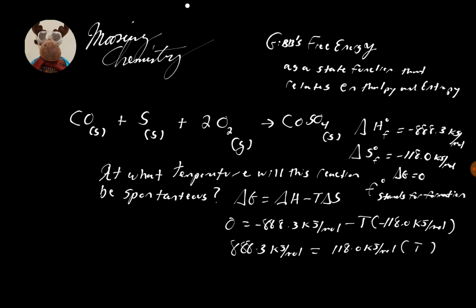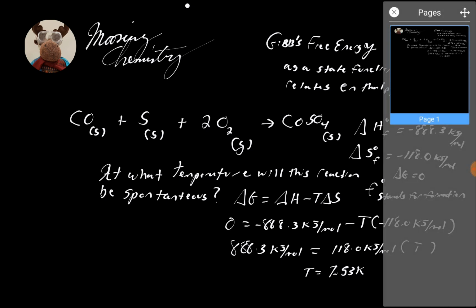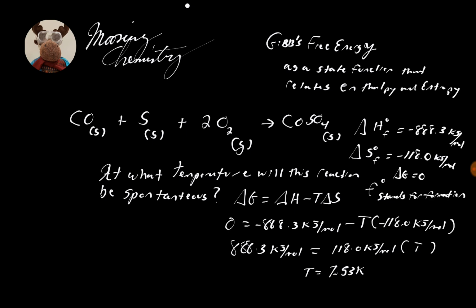Okay? So now we're going to divide through and find T. T is equal to 7.53 Kelvin. All right, what does that mean? That means at this temperature, 7.53 Kelvin, the reaction will be spontaneous. Lower than 7.53 Kelvin, it's going to be spontaneous, and then above 7.53 Kelvin, it's going to be non-spontaneous.